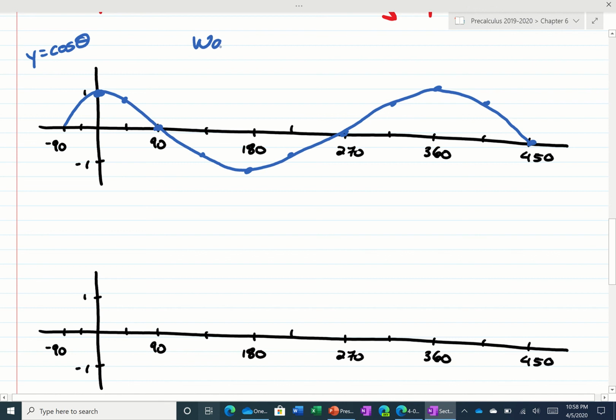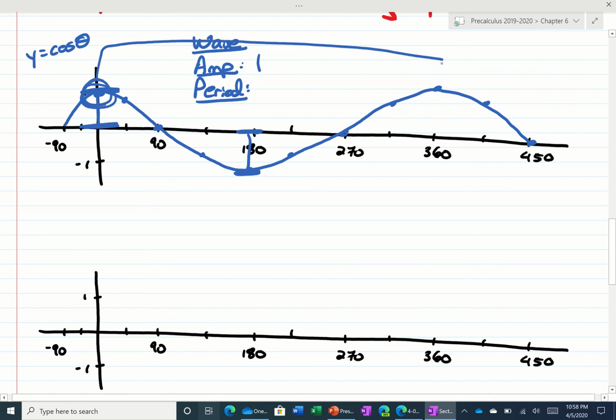So this shape is a wave. We said that the amplitude is from the middle to the top or the bottom. Looks like from the middle to the top or the middle to the bottom is 1 unit. And the period for this looks like next time it starts at 1 like this would be 360 degrees later.